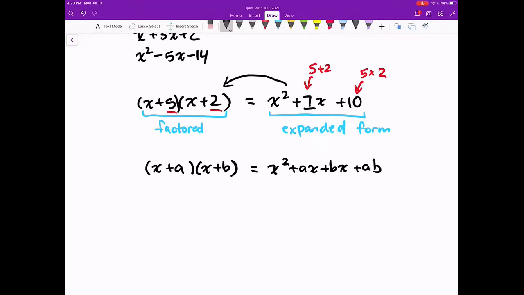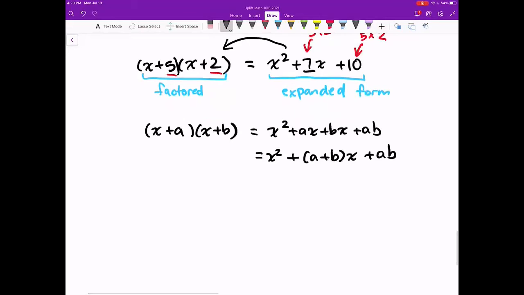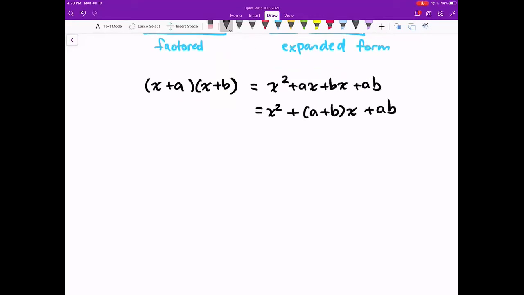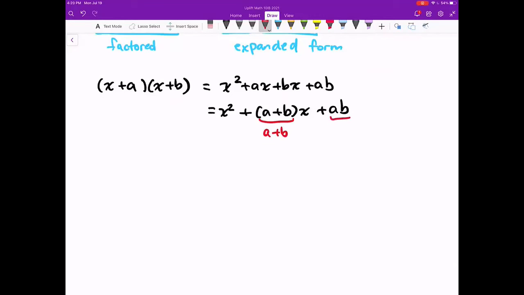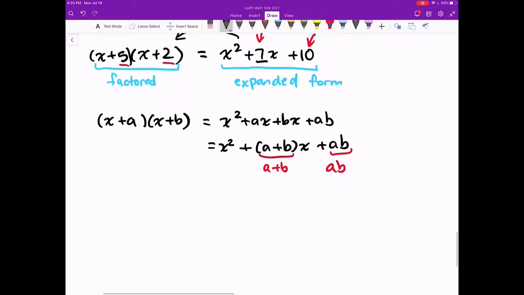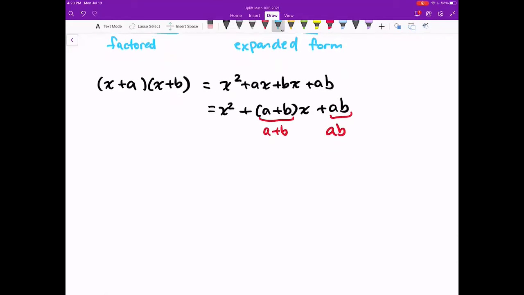x plus a times x plus b. So we see that the middle number, the coefficient of x, is a plus b, and the constant is a times b. So that means when we try to go backwards, if we're given what this is and what this is, then we try to find two numbers that sum up to the middle number and two numbers that multiply to get the constant.